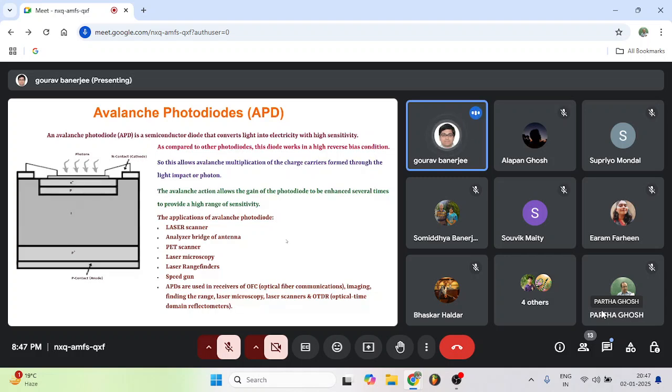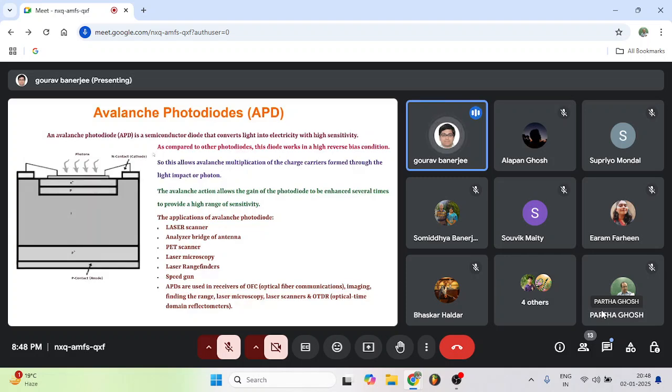So it increases the width of the depletion region, in between the P and N, the intrinsic region. When the voltage applied in reverse bias is much higher, suddenly the depletion region will break down and a huge current will flow in the Zener diode. Similarly, the avalanche diode also works like a Zener diode, but we have to apply more voltage to avalanche photodiodes.